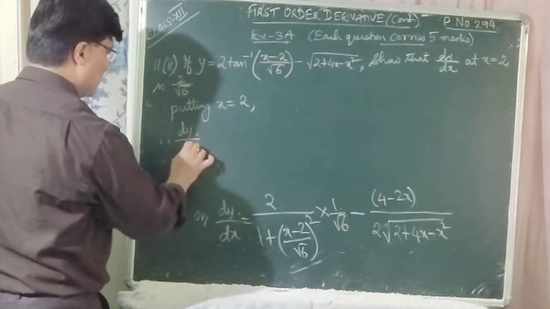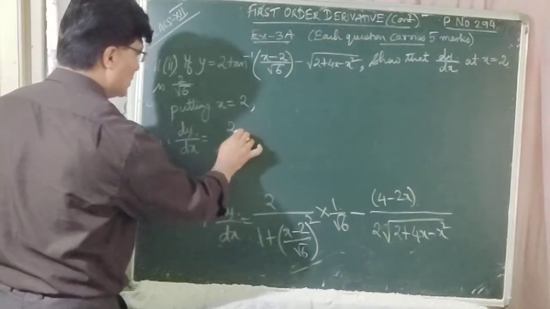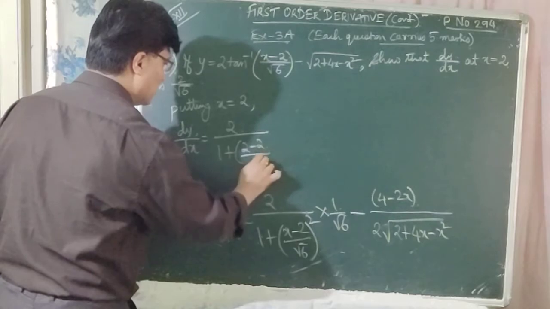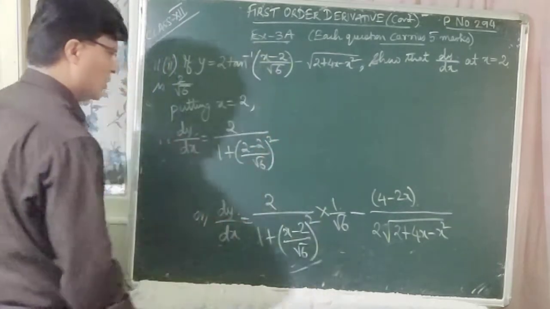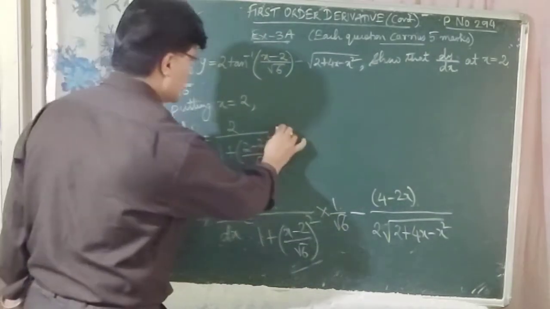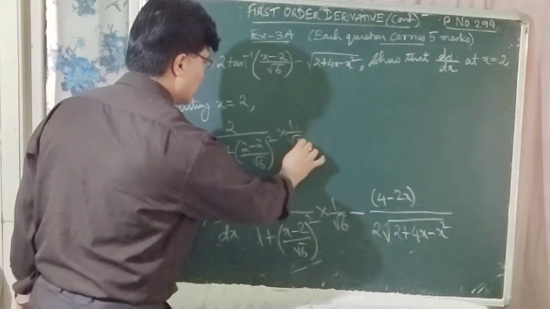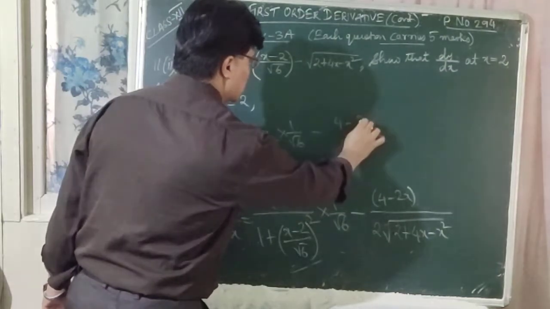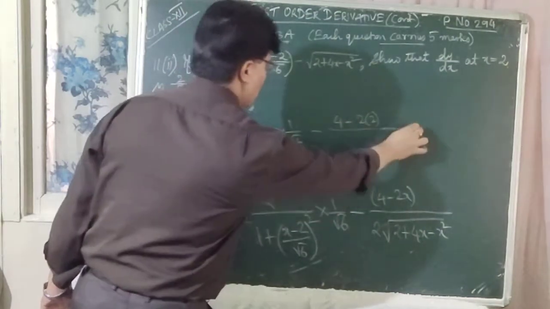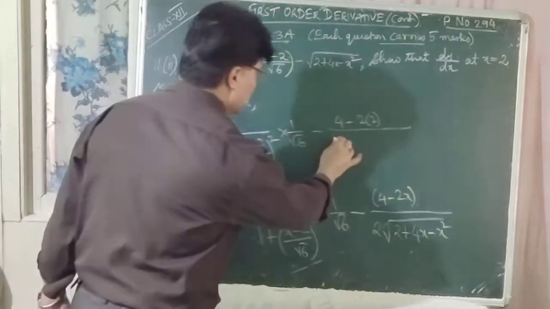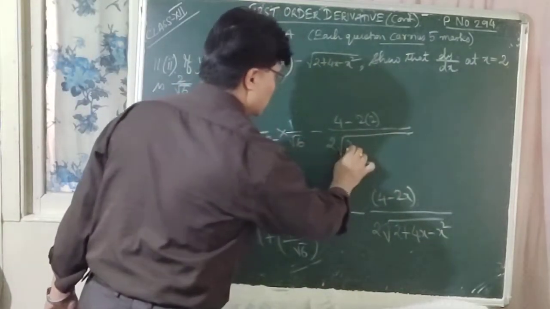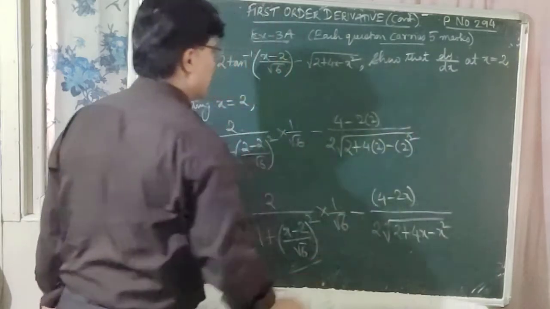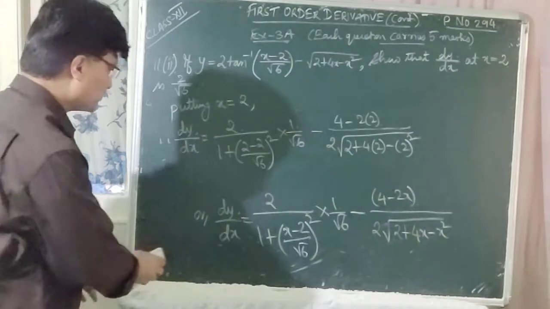So it is dy by dx is equal to 2 divided by 1 plus 2 minus 2 divided by root 6 whole square into 1 by root 6 into 1 by root 6, right? Minus 4 minus this is 2 into 2 whole divided by, in the denominator you write 2 root over 2 plus 4 into 2 minus 2 whole square. Is that clear?